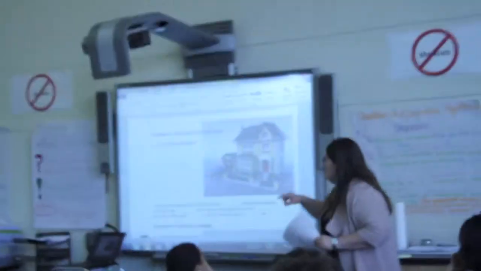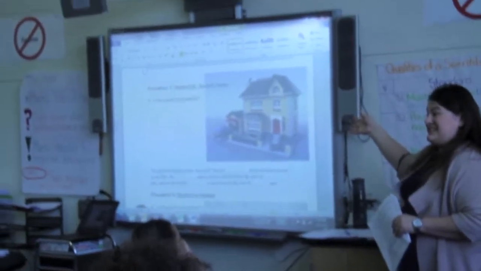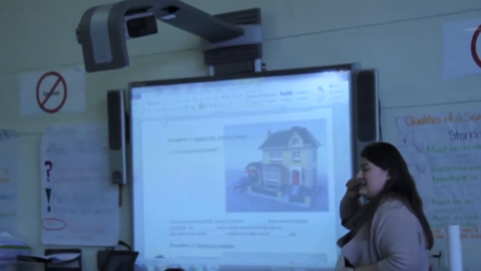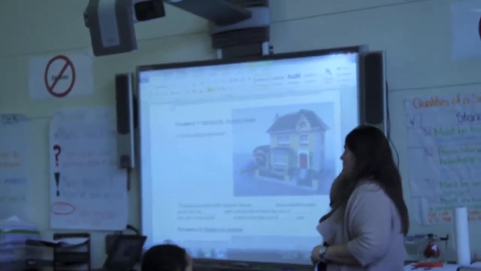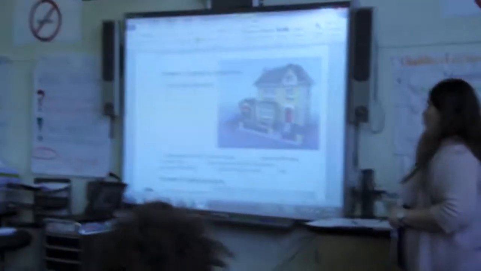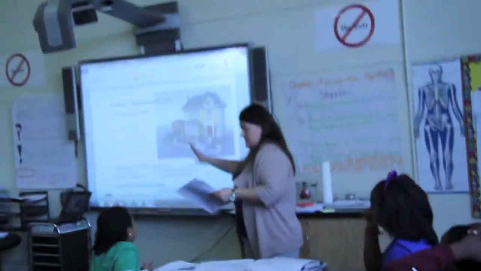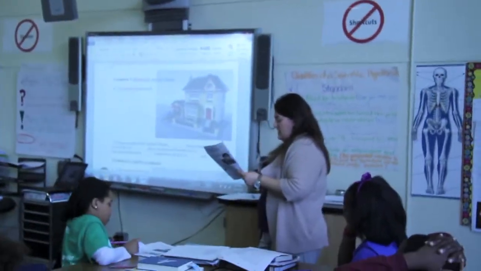Our first example is a model of Mr. Baylock's house. Listen carefully. I'm thinking to myself, okay, is this model proportional? How am I going to know if this is proportional? Okay, I'm going to flip back to my critical attributes.